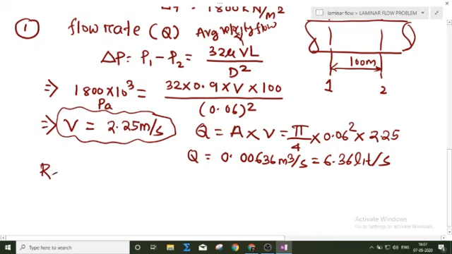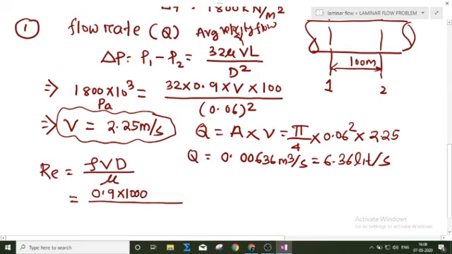So Reynolds number will be equal to rho V d by mu. What is density given to you? 0.9 specific gravity is given to you. So you can find out the density by multiplying with the density of water, which is 1. What is the V? We already found out.